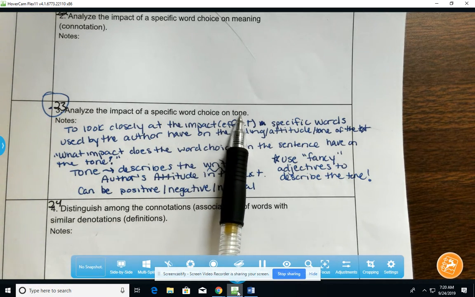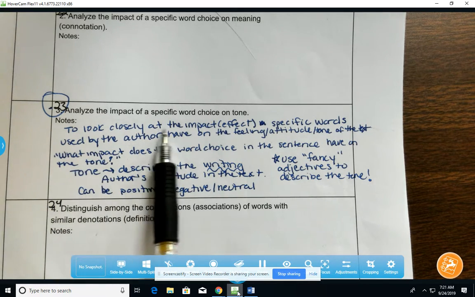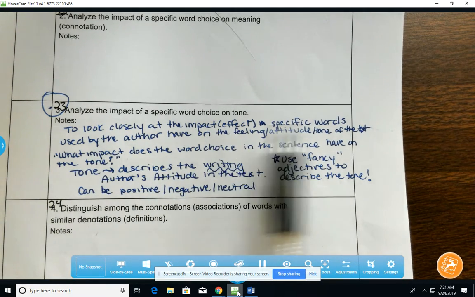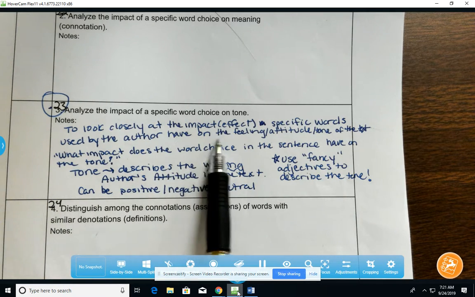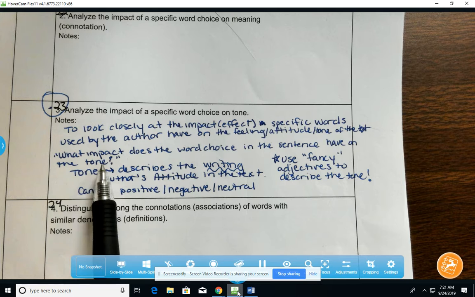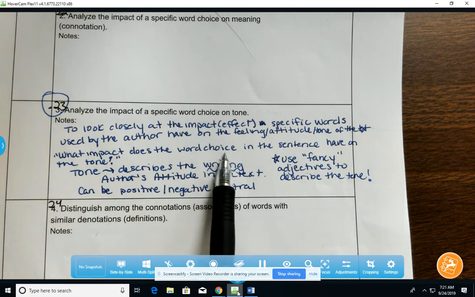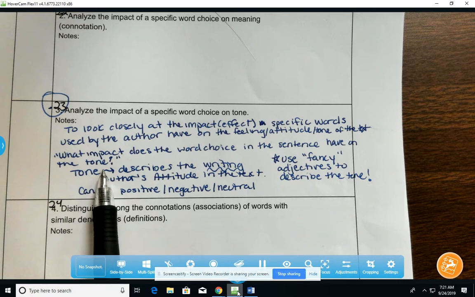We talked about tone with our literature packet. Now we're going to look at tone in informative writing. This target, broken down into regular words, means to look closely at the impact or effect specific words used by the author have on the feeling, the attitude, the tone of the text. Oftentimes you'll see this question asked as, what impact does the word choice in the sentence have on the tone?